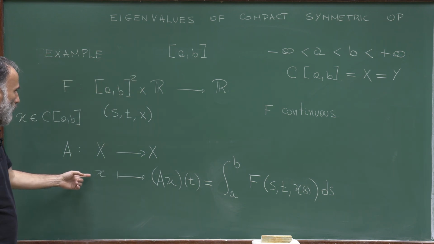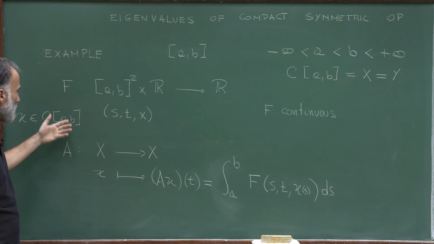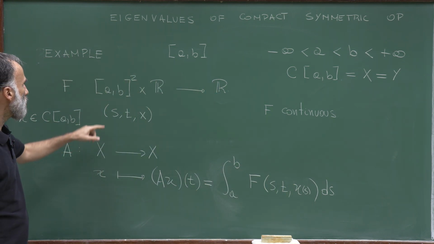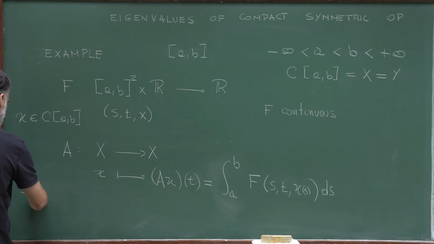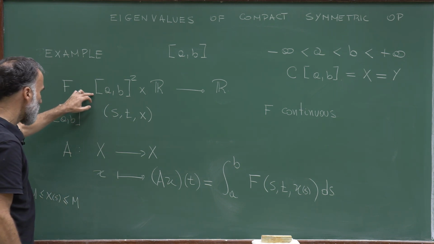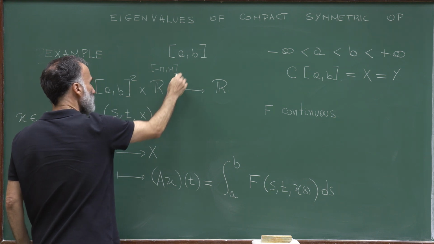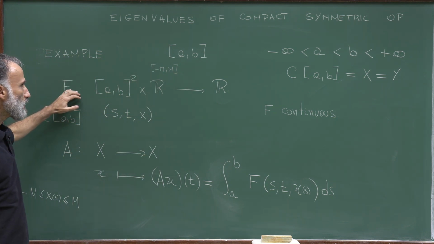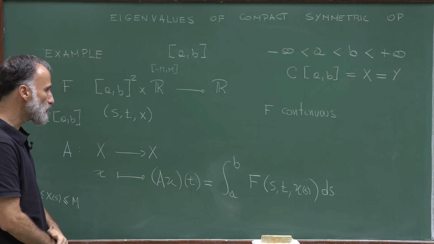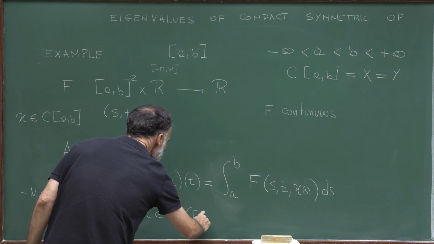Now, since x is a continuous function in the interval [a,b], it is bounded. So in this computation of the integral, only the values of f in the interval [a,b] squared times [-m,m], where x is bounded by m, are important. Since this is compact and f is continuous, f is uniformly continuous in this space. By using the fact that f is uniformly continuous, I leave it to you to check that indeed Ax is a continuous function defined in the interval [a,b].